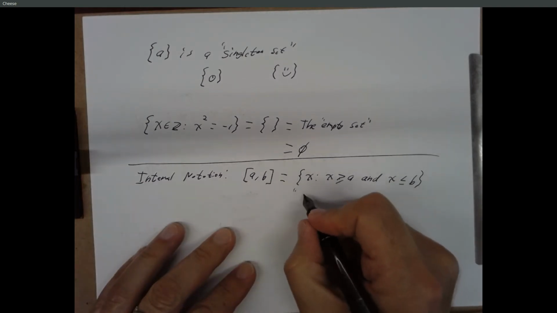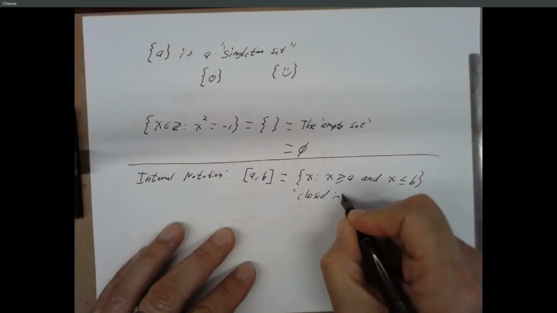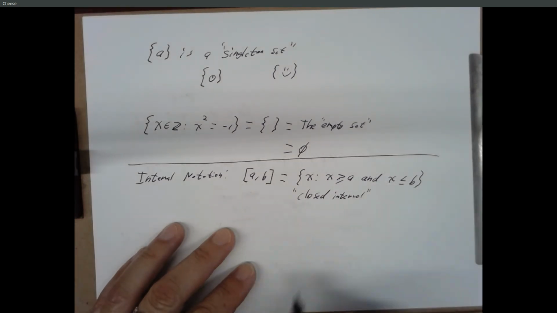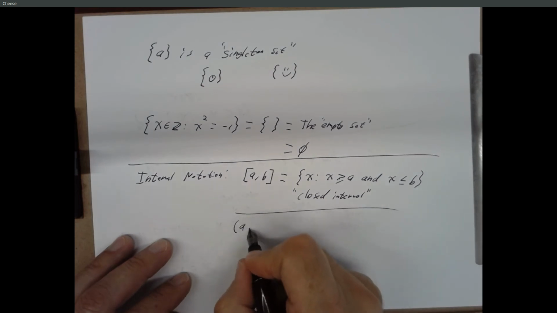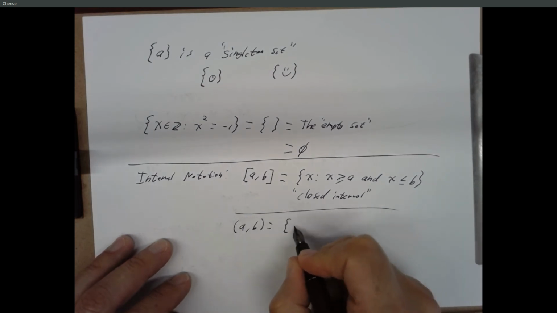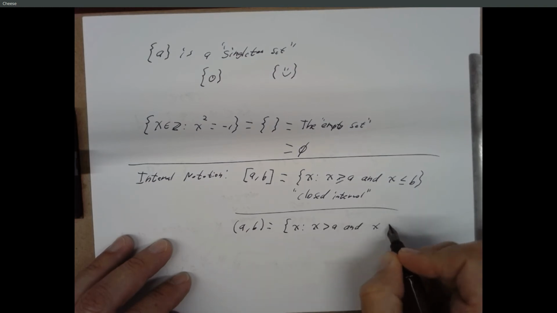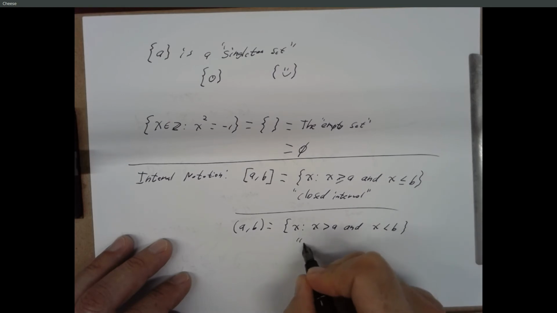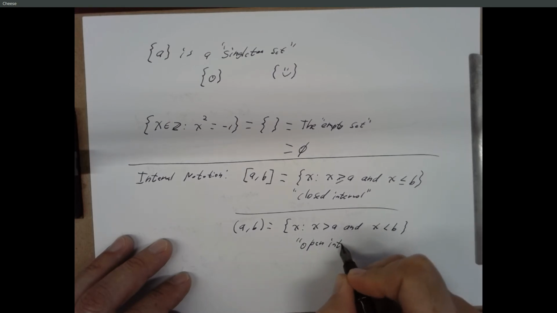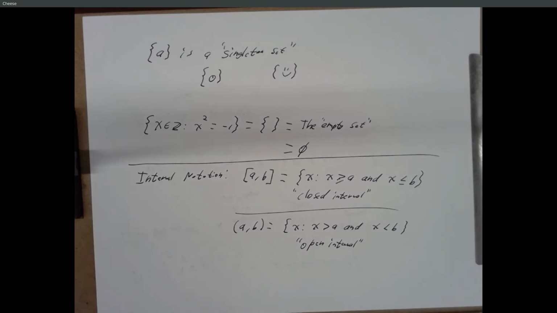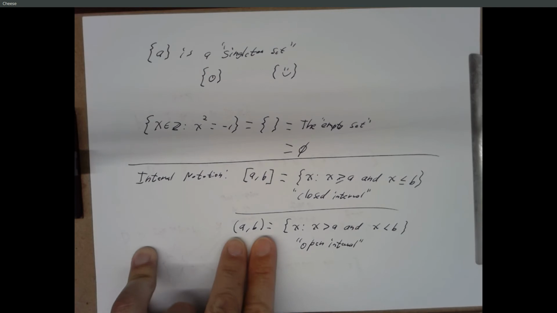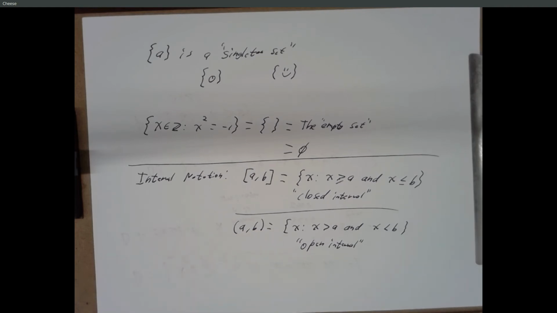And this is also called a closed interval. We can also write this in parentheses, and this is the set of all x such that x is strictly greater than a and x is strictly less than b. And this is called an open interval. And it's not a coordinate pair. It's not like xy coordinates. This is a very specific notation. And you got to know from context whether this is the point a comma b on a plane or this is an open interval of numbers between a and b.